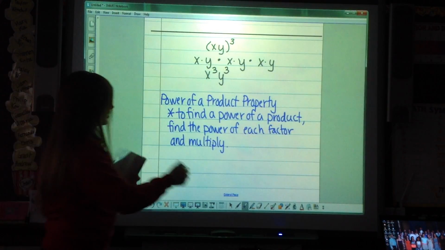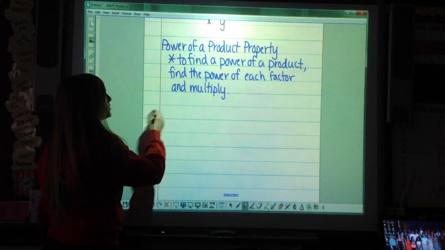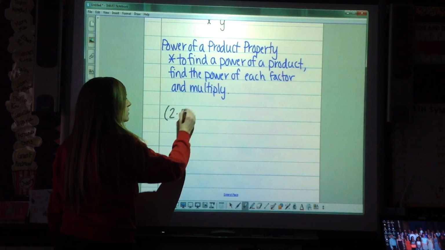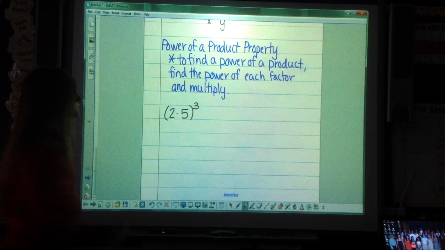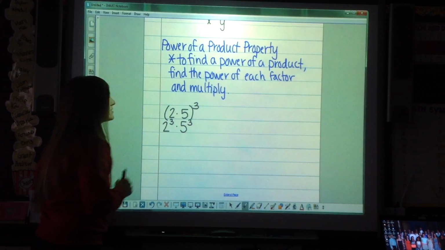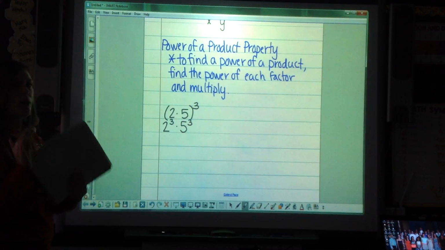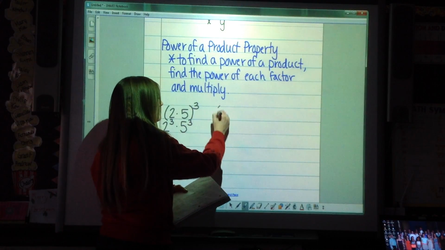Let's try a couple of those. Let's try 2 times 5 cubed. This tells us to distribute the 3 to both terms. So we're going to have 2 cubed times 5 cubed. Now that's all they want. All the farther they want us to go on that one. Let's try another one.